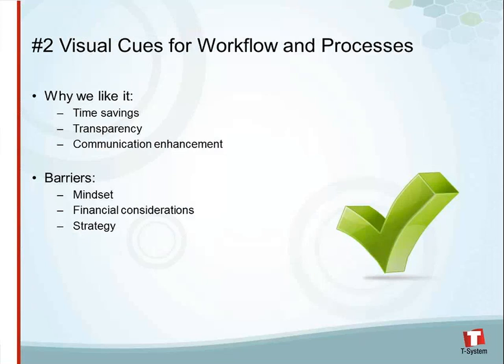Our second one, number 2, is visual cues for workflow and processes. What this means is if you're electronic, you're really using that status board to watch for new orders. You're watching for when results are back, and you're using those visual cues to manage workflow. If you're not electronic, there are still very many creative things you can do to make sure the nurse knows when there are new orders, to make sure we know when results are back.